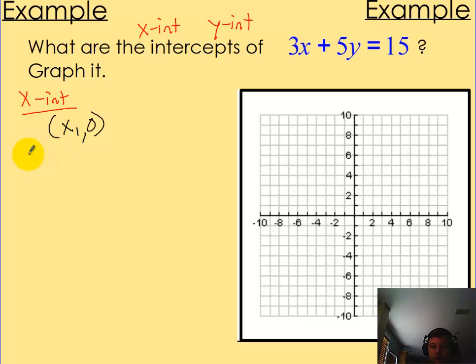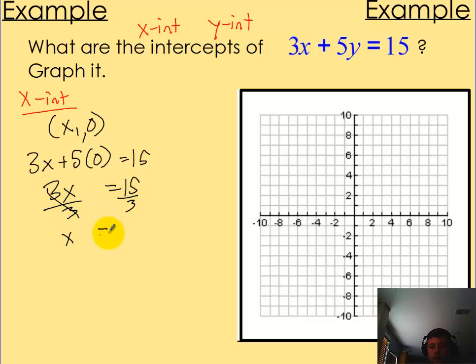So we can just plug that in. So we get 3 times x plus 5 times 0, because we know y has to be 0, equals 15. So this 5 times 0 cancels out. I'm left with 3x equals 15. And I can divide by 3 on both sides. So my x is going to equal 5. So my x-intercept happens when x equals 5. So I look at my graph, I'm going to draw a dot right here. And I'm going to label this point. It's going to be at (5, 0), because that's my x-intercept.